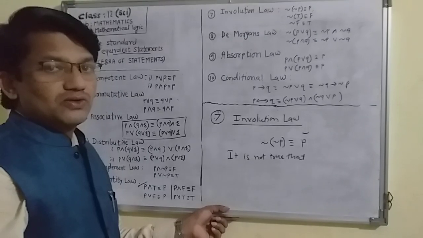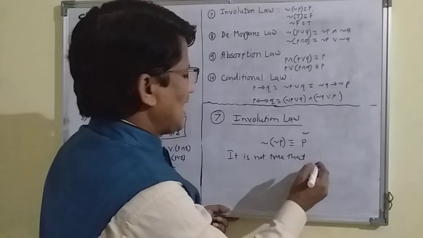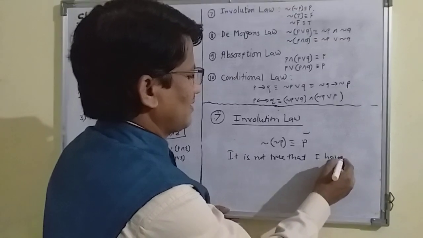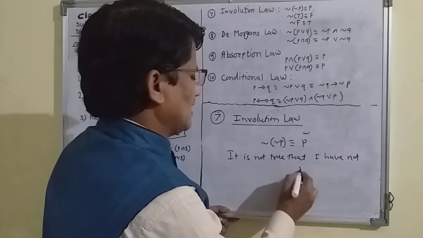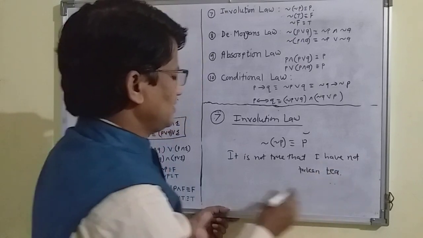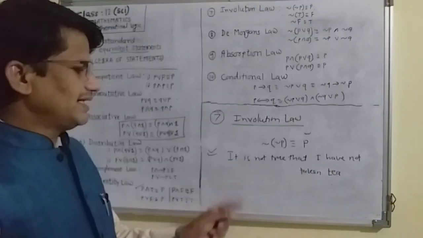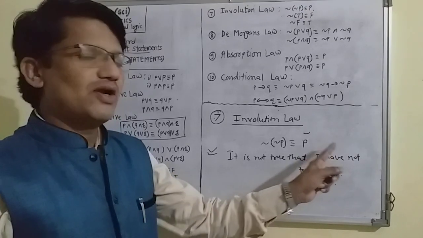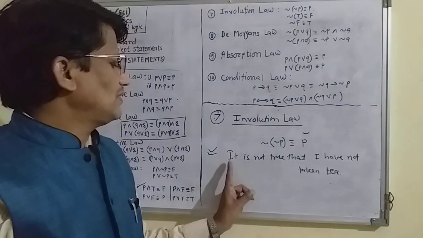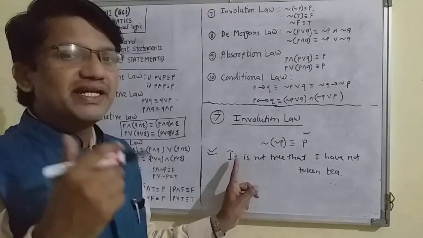It is not true that I have not taken tea. See the example. It is not true that I have not taken tea. The statement is so large, so what will be the meaning of this?